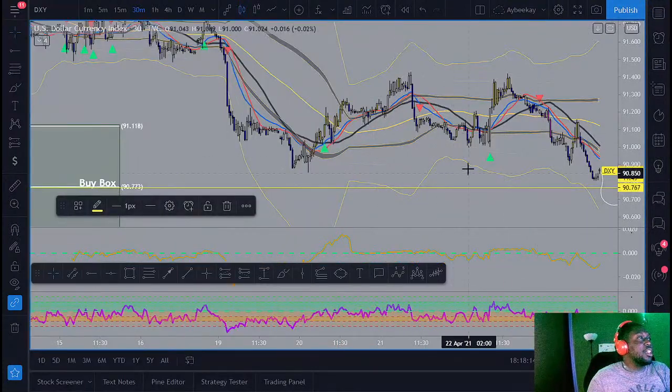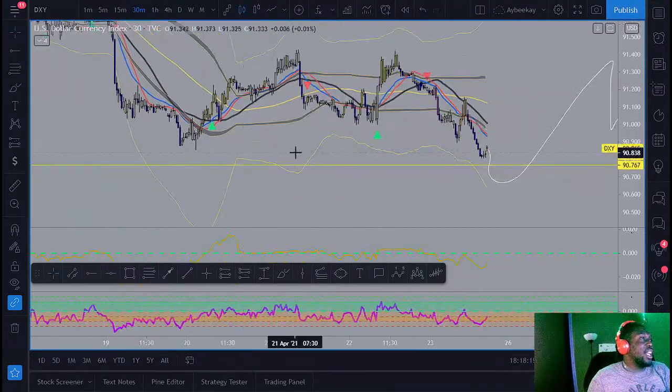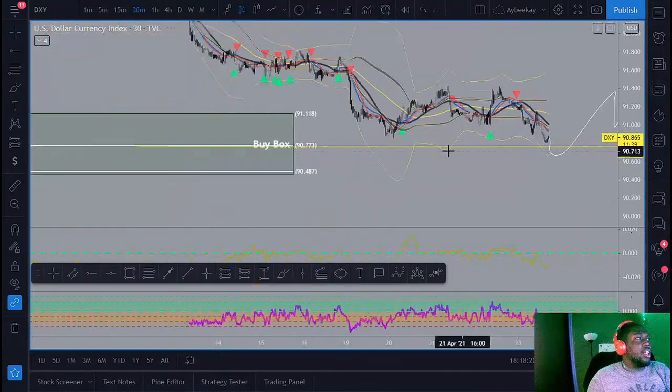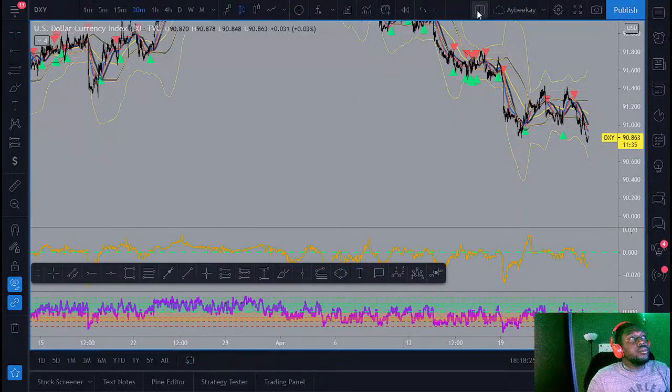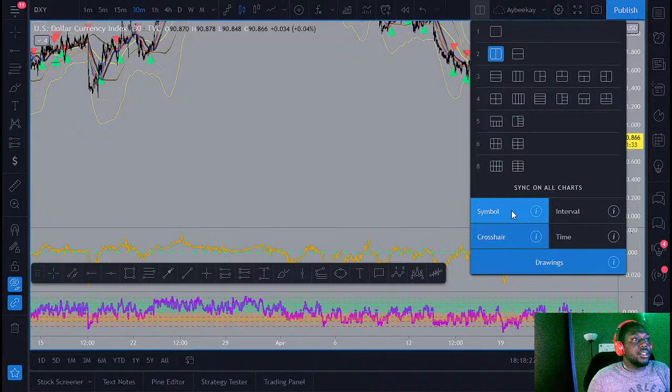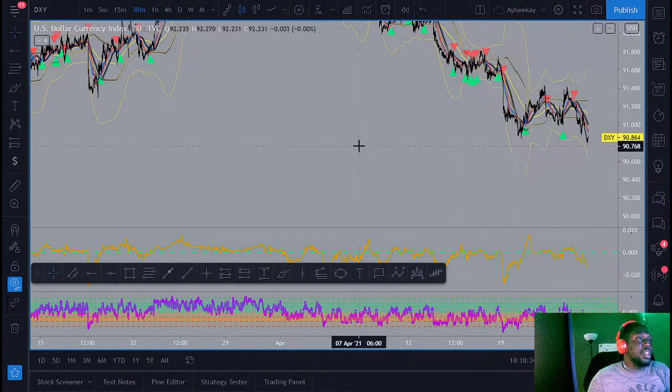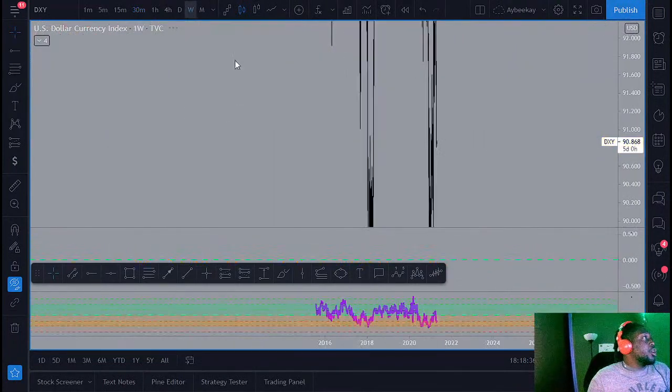Sorry for the color change. I just don't have the settings that I think I want yet, and the drawings are still on here. I forgot that I didn't change this, so let me go ahead and do that. Things, symbol, crosshair, that's fine. Okay. So weekly time frame.